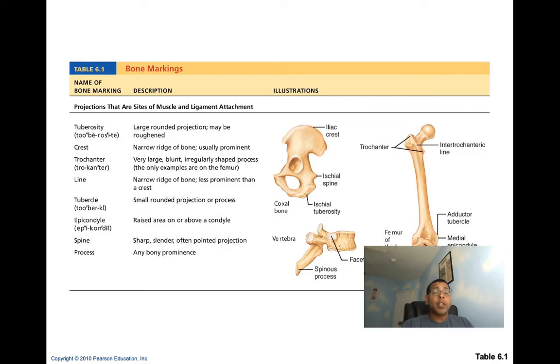Next then we have tubercles. If you hear tubercles, what you have there is a small rounded projection or process. A crest is going to be a narrow ridge of bone, and it's usually prominent. You can feel it. Here we could see on this hip bone, we've got the iliac crest. It's an important landmark we're going to use.